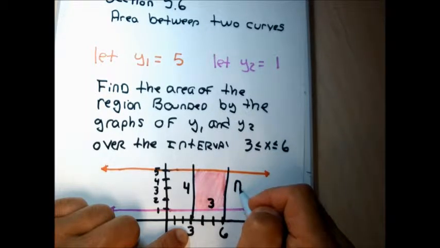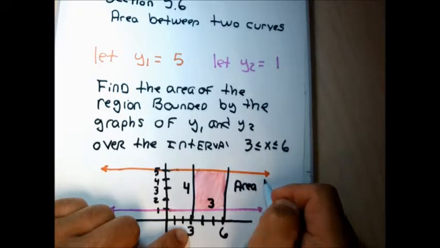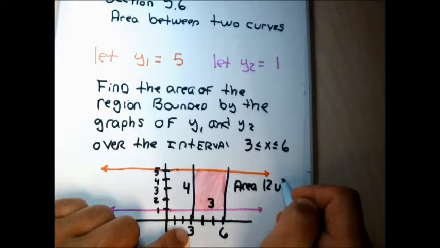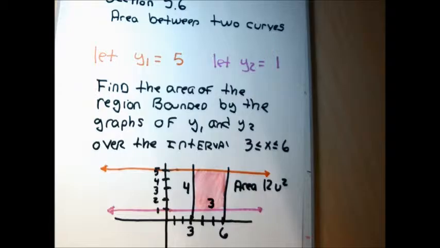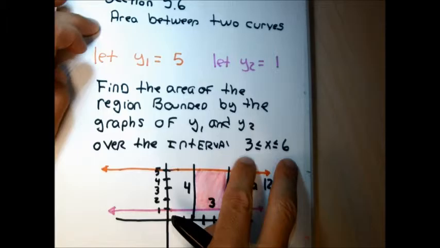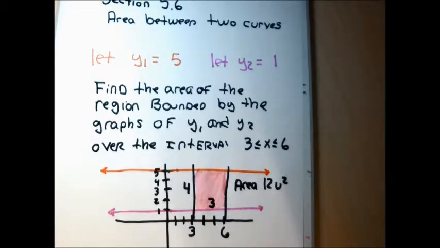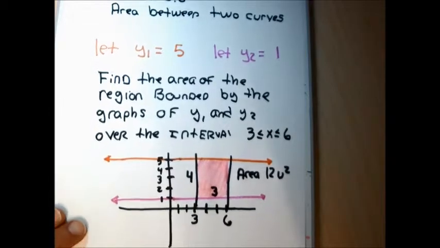So the area is 12 square units, I guess. Units squared might be nice, but we usually don't put the units squared on our answer. So that would be how to do a problem to find the area between two curves and between two values of x visually. It turns out that we can use calculus to find this same area, and it's really easy.